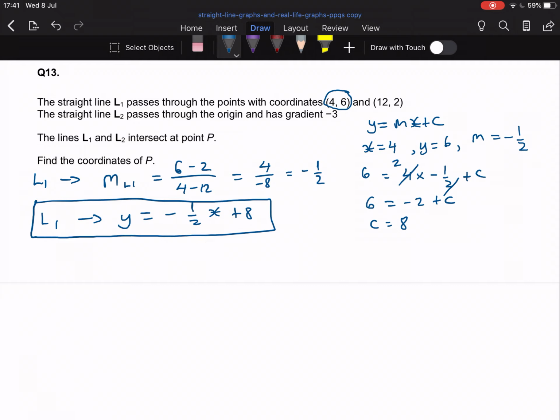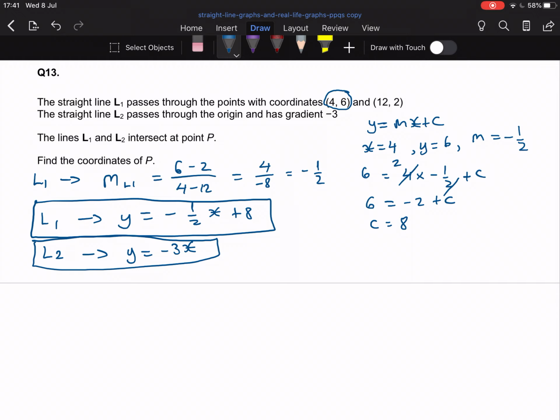Remember, we're solving simultaneously. And then L2, I need an equation for this one as well. So if it passes through the origin, this means the intercept is going to be 0, so we don't have to mention it. And the gradient is just a number in front of the x. So the equation of the second line, L2, is nice and easy because it's just y equals the gradient, which is -3x. The intercept is 0, but I don't need to mention it. So y = -3x is the equation of the second line.